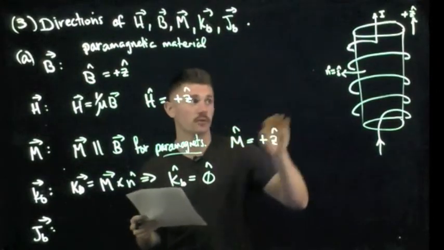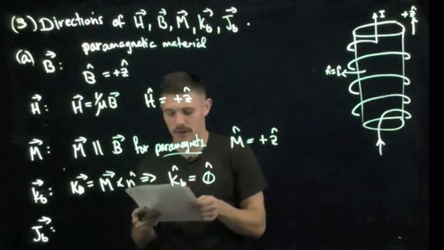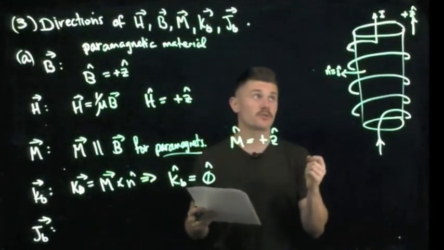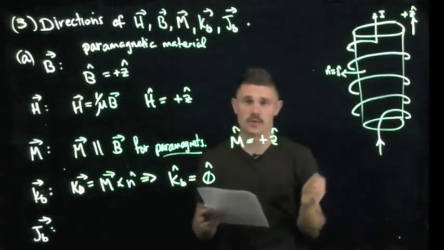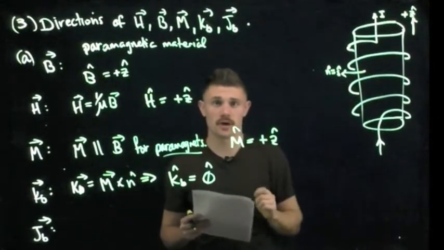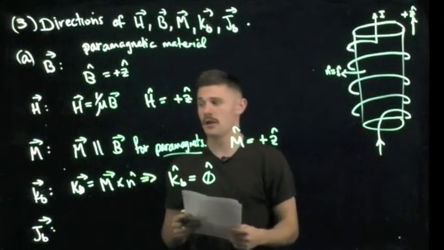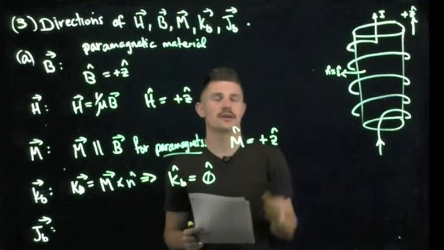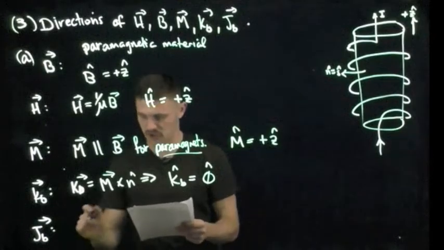So our bound surface current will flow around the solenoid. In the paramagnetic, the bound current is in the same direction as the free current. That's something really important to remember. Here we have the free current I flowing around in the phi-hat direction as well, due to the right-hand rule, and how it's set up in the solenoid, flowing around the wire that's wrapped around it. So because it's a paramagnetic material, our bound current, as expected, is flowing in the phi-hat direction, the same direction as I. Finally, we want to find the bound volume current density, which is just J_b.